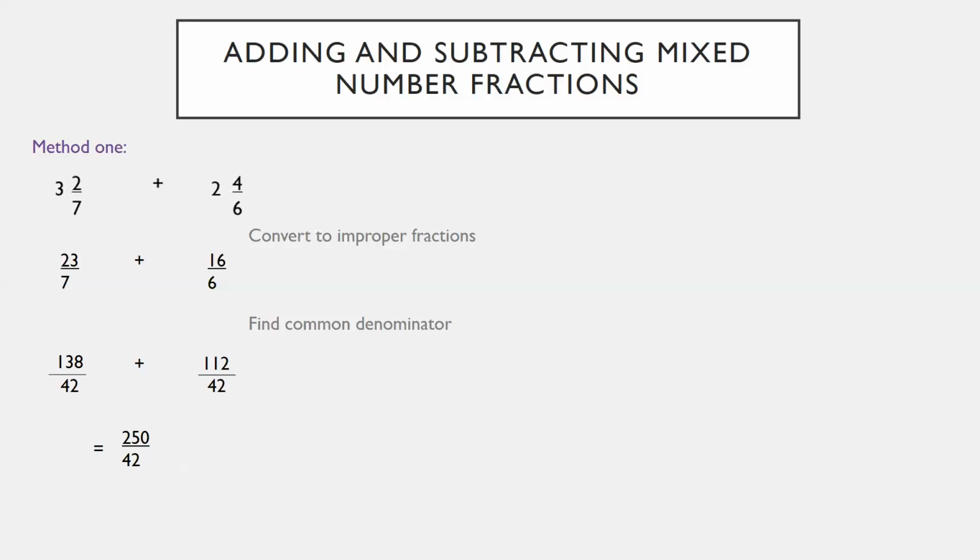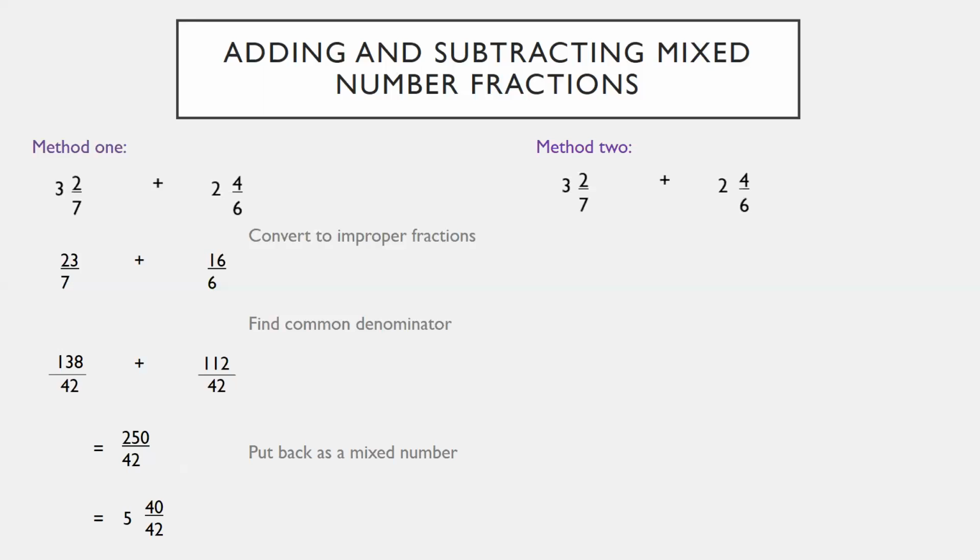So I've ended up with a really large number here. The last thing I have to do is put this back as a mixed number. Again, if you remember from last week, that means we're dividing. So we need to see how many 42s we can fit into 250. Well, that's 5. 5 times 42 is 210. So that means there's 40 pieces left over.